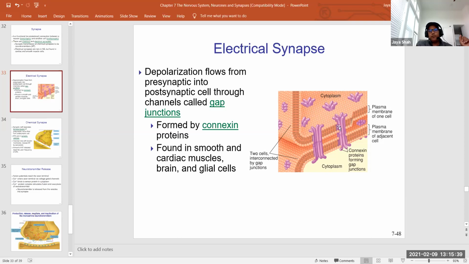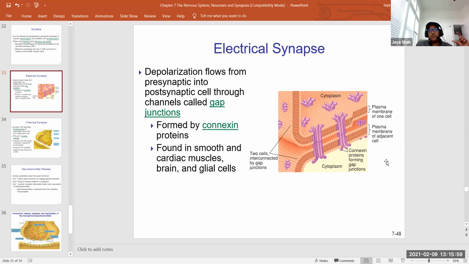This is the plasma membrane of one cell here, and here is the plasma membrane of another cell. These two cells are connected to each other by a whorl of protein called connexin protein. These connexin proteins are gap junctions.